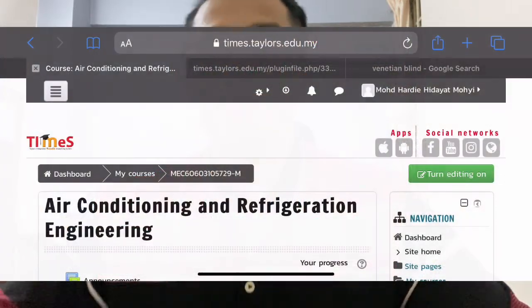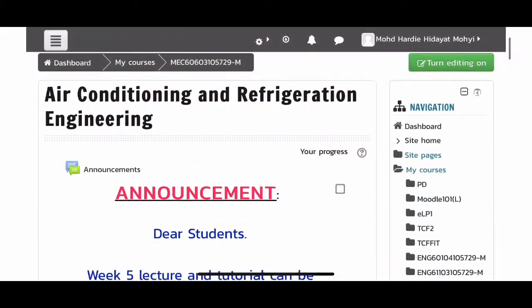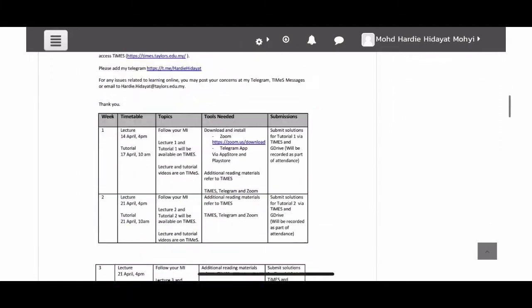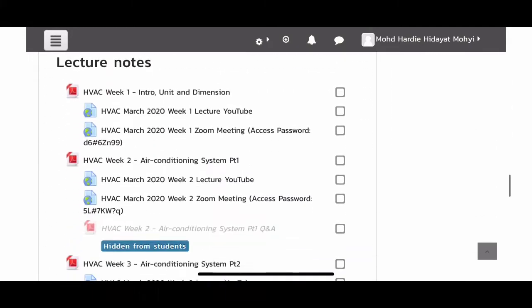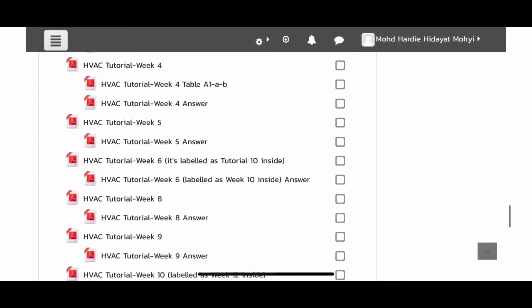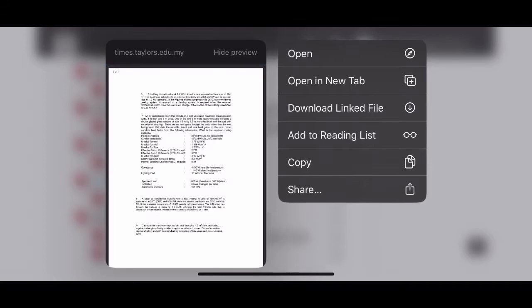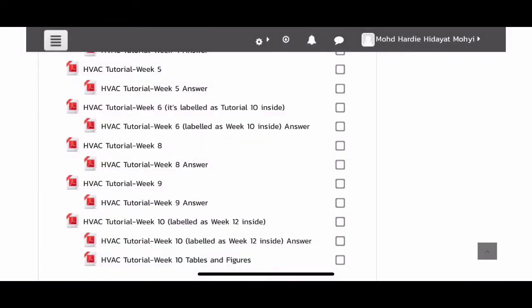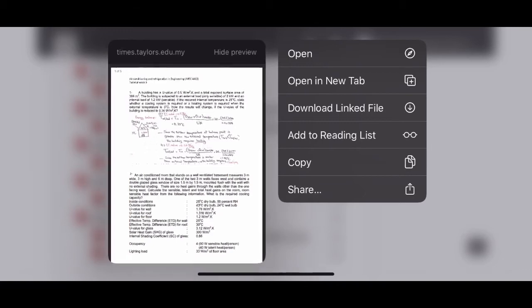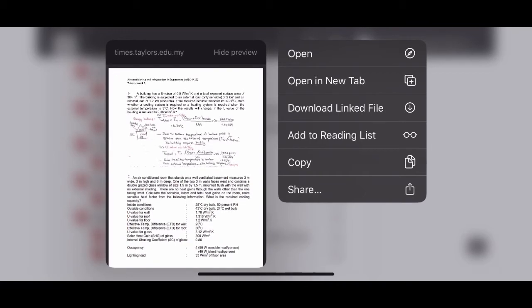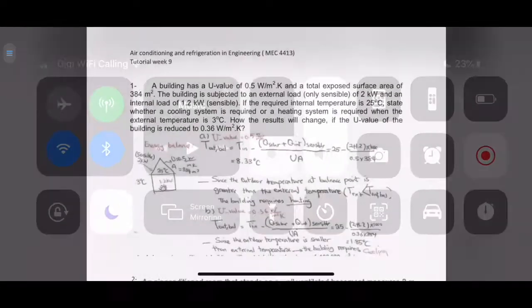Okay, let's go to TIMES. Let's scroll straight to the tutorial section and tap on the week 9 tutorial. You have a few questions there, as you can see in the recording: 1, 2, 3, 4, very short. I'm going to use the answers, which are all in my PDF Expert app. Right, let's go to the first question.